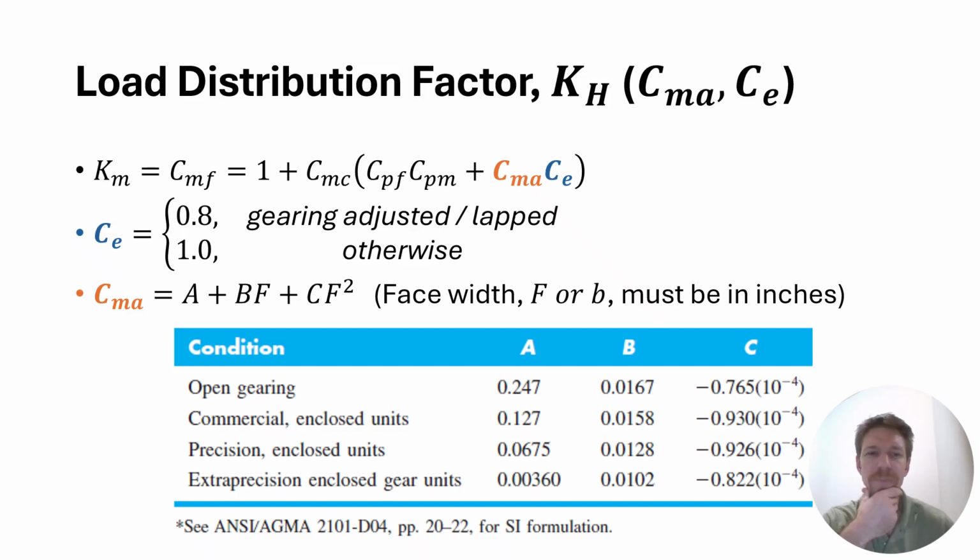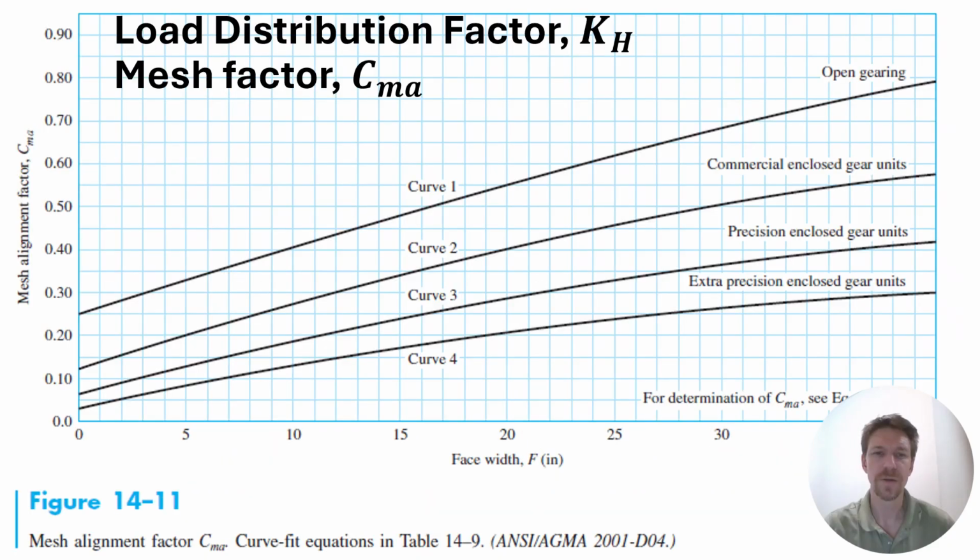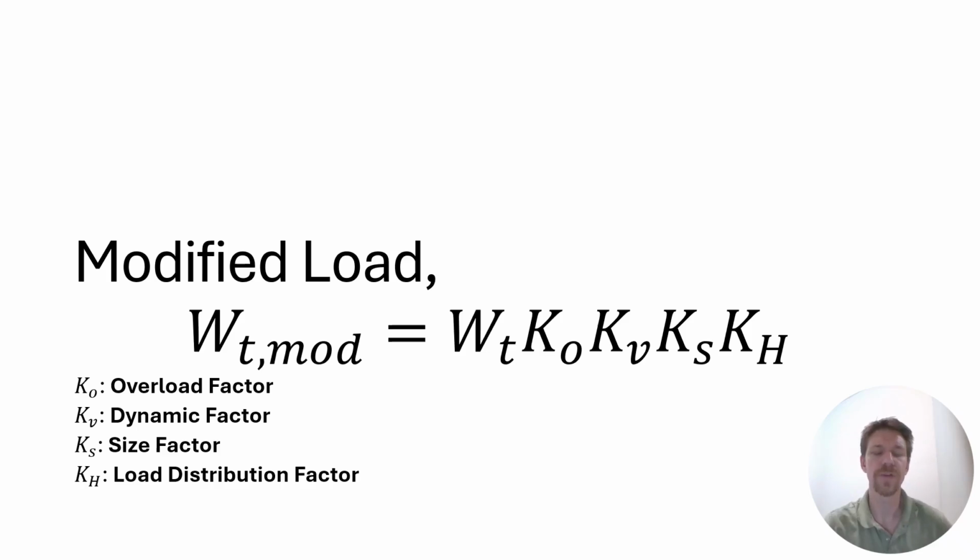And then C sub MA is a function of how well the gears are made and how well they're going to survive. So you have 4 different curves. You can see them plotted on the next slide. So you can use the plot on the next slide to estimate C sub MA, or you can calculate it using the coefficients that are in the table based on which condition. Here are the curves for C sub MA, and those are the four modification factors for the load. So we can get W sub T mod by multiplying those 4 modification factors by the W sub T.